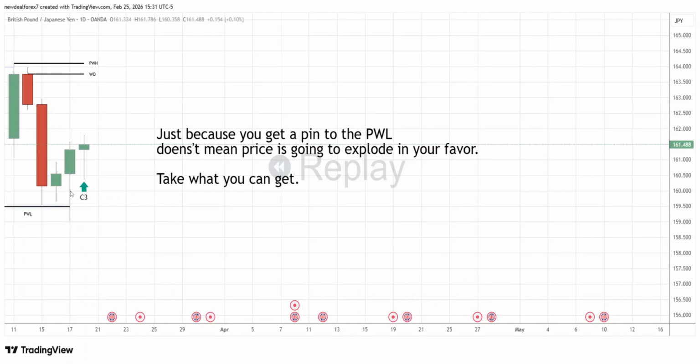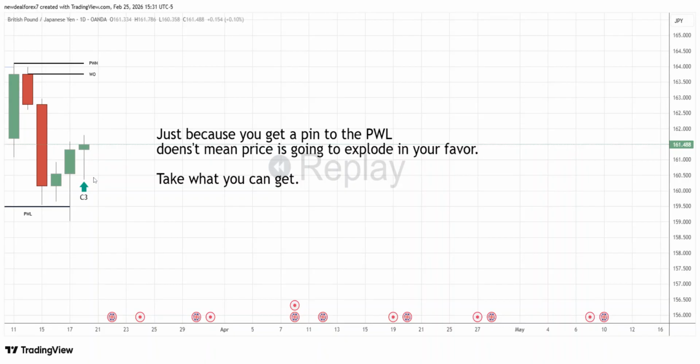As well, just because you get a pin to the prior week low doesn't mean you're going to get a big fat candle in your favor. Okay, this was a doji. You still could have caught the low of this candle. And I think this candle went for like 100 pips or so from the low up to where it closed. But as you can see here, it didn't. It just mainly was a consolidation day.